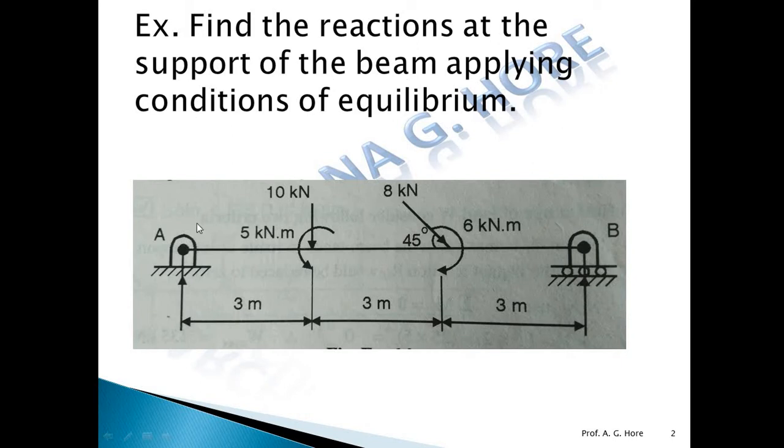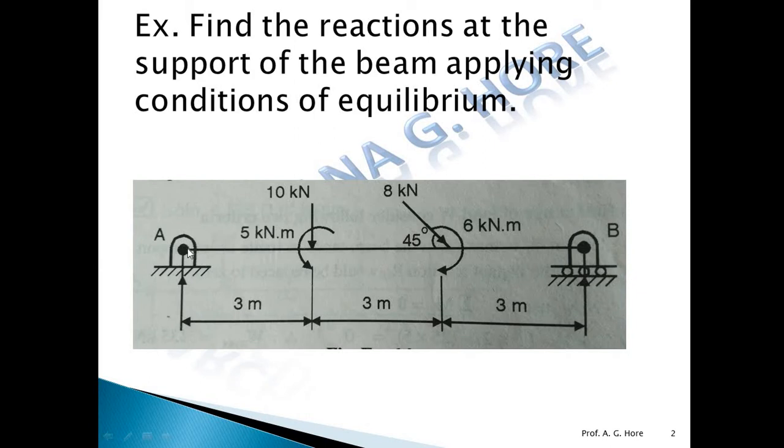So we want to find out the support reactions, means at A support and at B support. Now A support is a hinge support and B is a roller support. First of all, draw the FBD of this AB beam by removing the supports and show the external forces on it.